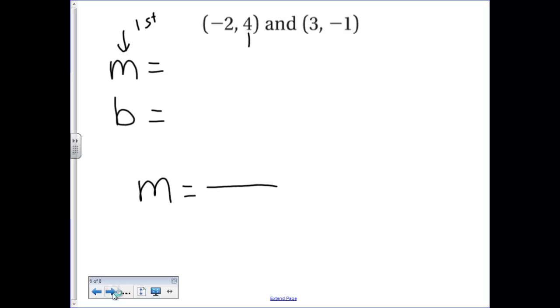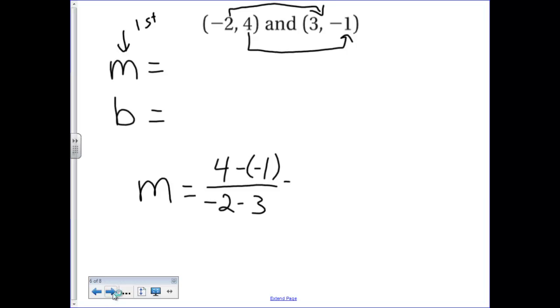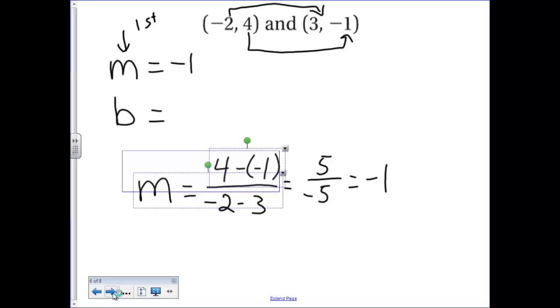So let's do the first one, 4 minus negative 1, and negative 2 minus 3. 4 minus negative 1 is 5, and negative 2 minus 3 is negative 5, and negative 5 over negative 5 is negative 1, so my slope is negative 1.